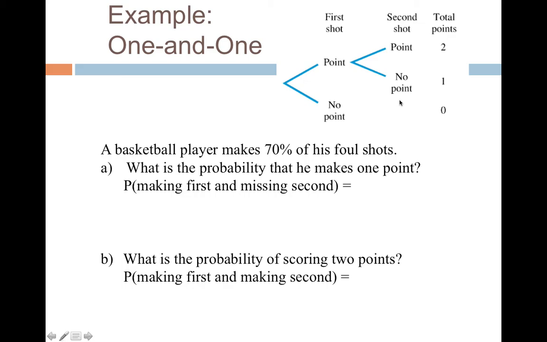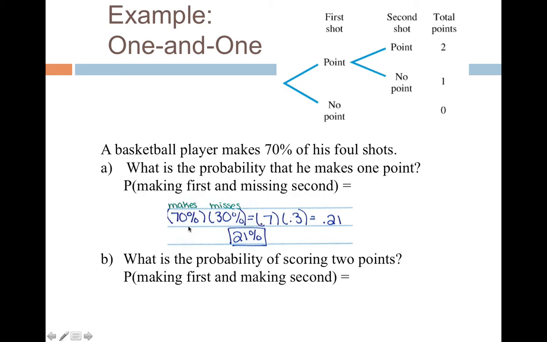So this is a compound event because I've got 2 things going on. I have to make a shot and then I have to miss a shot. So the probability that we make the first shot is 70% because I was given that information in the directions. If I have a 70% chance of making the shot, that means I miss it 30% of the time. So it would be 70% times 30%. I wrote those as decimals to give me 0.7 times 0.3. Multiply those out, gives me 0.21 or 21%.